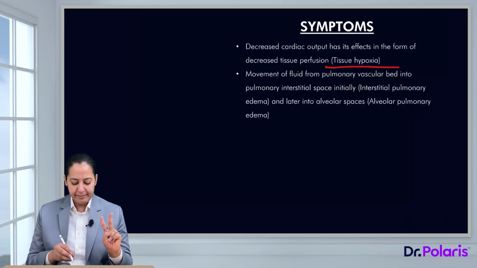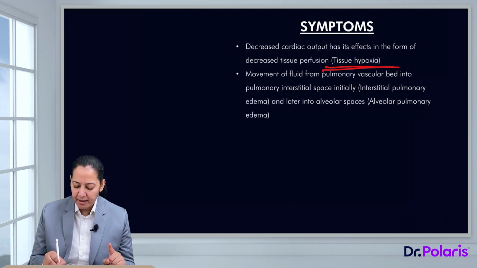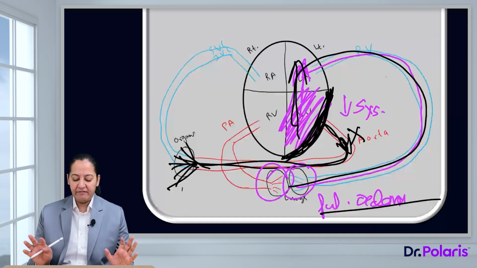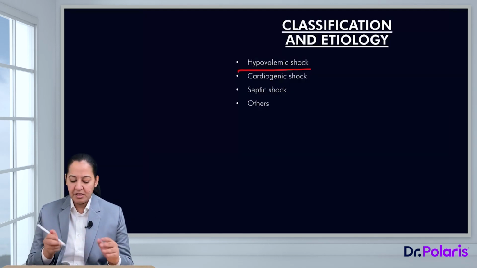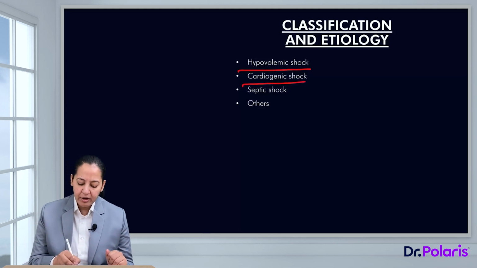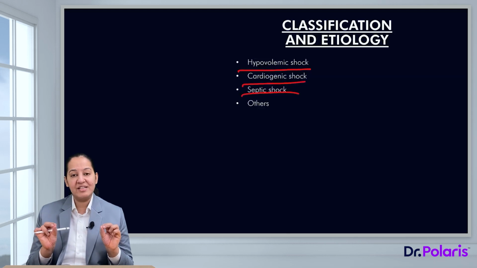So there are two types of symptoms. Number one, tissue hypoxia, that is due to forward failure. And number two, pulmonary edema, that is backward failure. Due to pulmonary edema, the patient has dyspnea. So we are done with hypovolemic shock, the pathogenesis, the symptoms. We are done with cardiogenic shock, the pathogenesis, the symptoms. Now coming to the third, the most important and difficult to understand type of shock, that is septic shock.